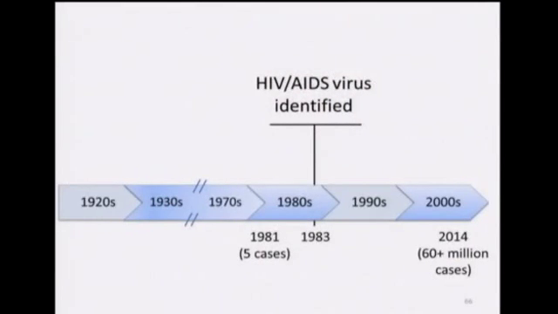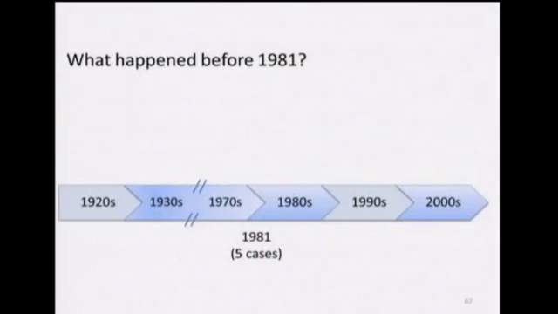By now, we have identified over 60 million cases over the world. Okay, so one question that this book addresses is, okay, we have those 5 cases in 1981, but where did they come from? What happened for those 5 cases to occur? And I'm not going to give you the whole story. Some of you, I'm sure, know part of it, but I'm going to give you some of the facts that I found interesting.